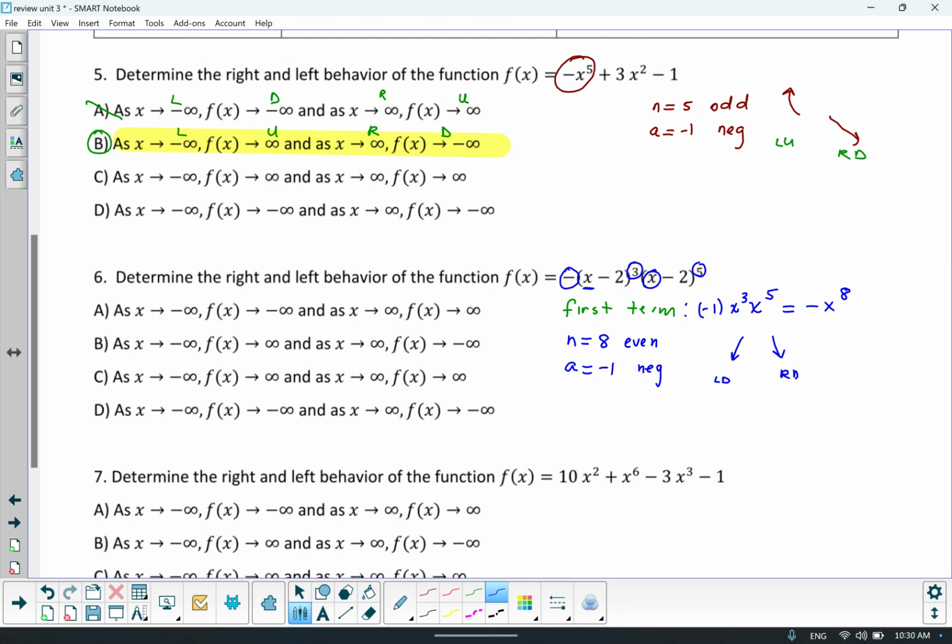So let's go through the choices again. That's left down, right up. So that doesn't work. B, left up, right down. Well, that doesn't work. Left up, right up. That doesn't work. And you just want to double check. Left down, right down. That's our answer, and I just confirmed it.